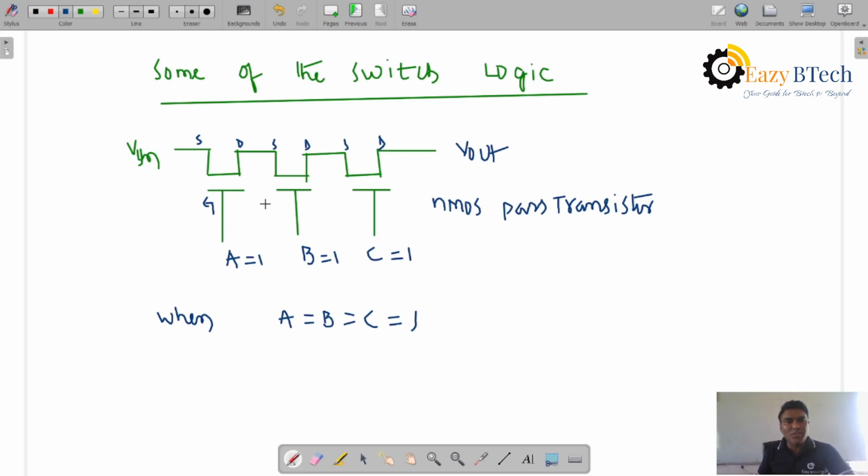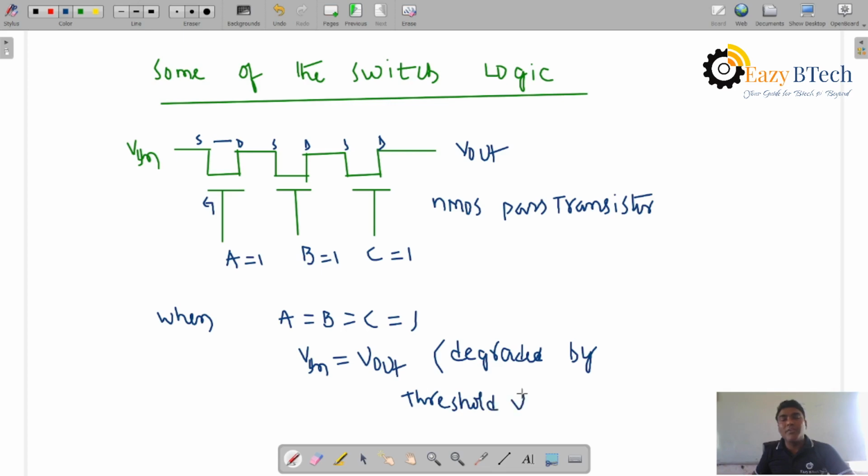Now in this switch logic, for the pass transistors, when gate voltage is equal to 1, there is a path established. It is a closed switch, and the signal passes through. So V in is equal to V out, but it is degraded by the threshold voltage. Signal passing through a pass transistor, what happens? There is a threshold voltage effect. It is degraded by threshold voltage Vt.